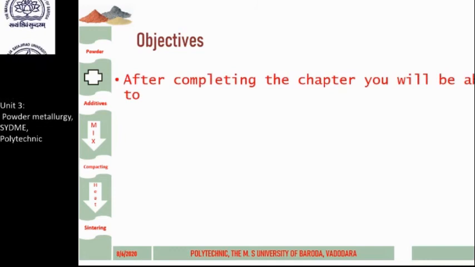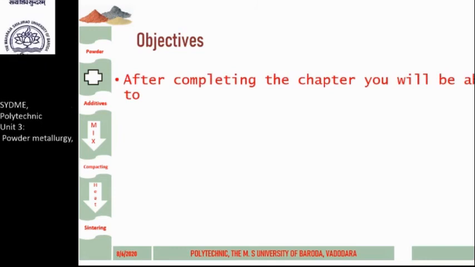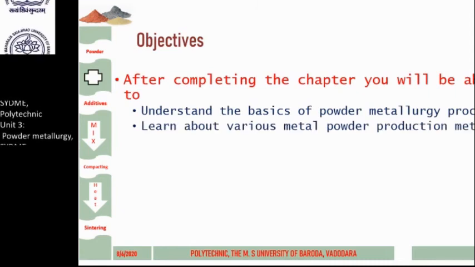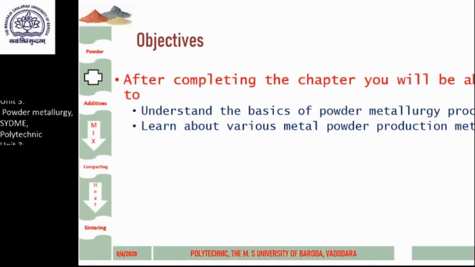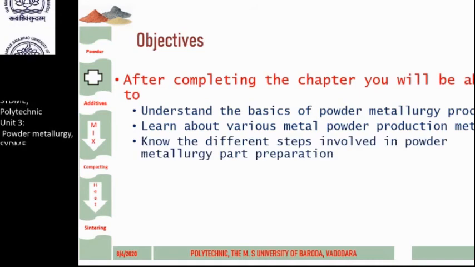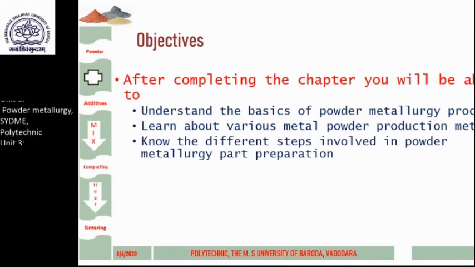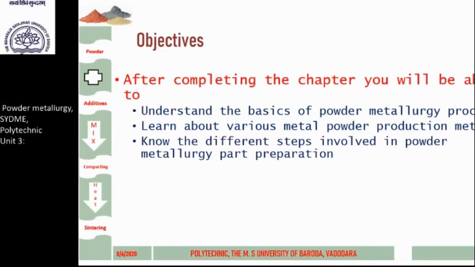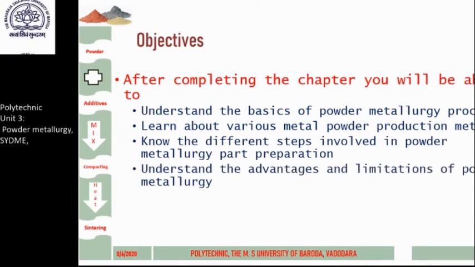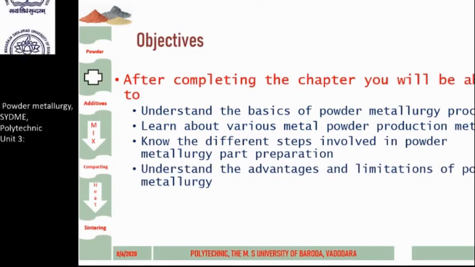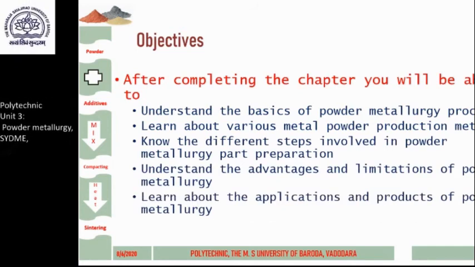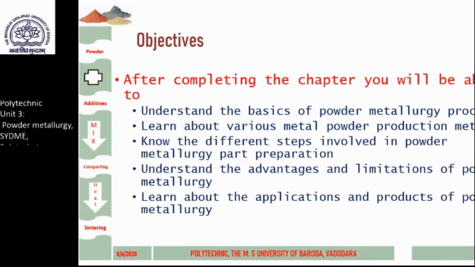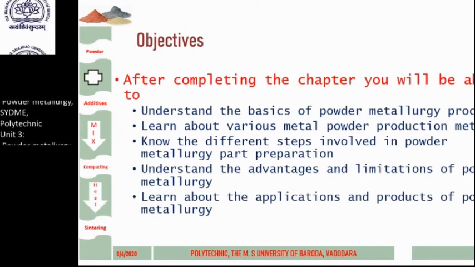So after completing this chapter, you will be able to understand the basics of powder metallurgy process, learn about various metal powder production methods, know the different steps involved in powder metallurgy part preparation, that is manufacturing of powder metallurgy product, understand the advantages and limitations of powder metallurgy, and learn about the applications and products of powder metallurgy used in day-to-day life and in industry.